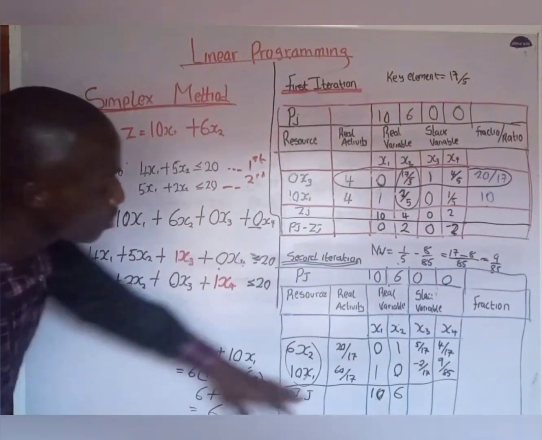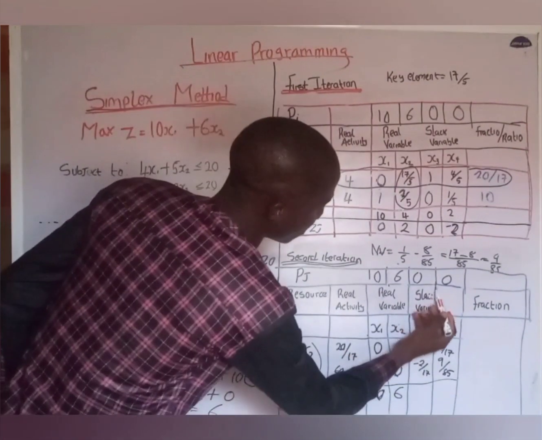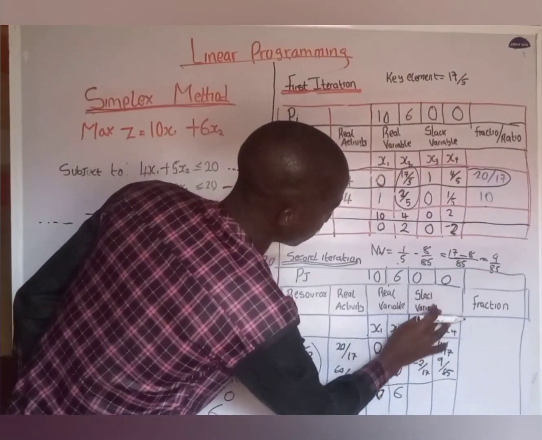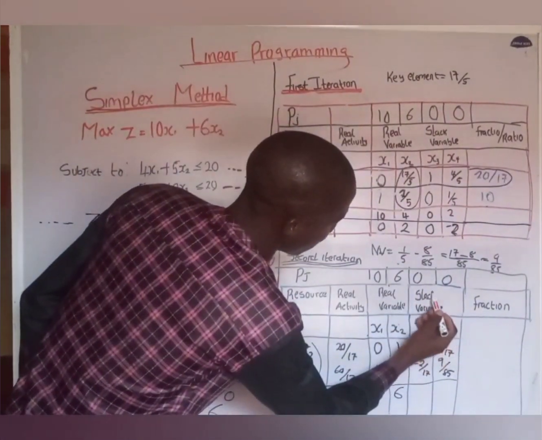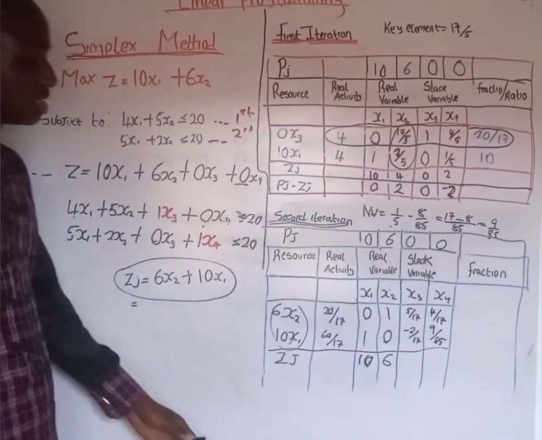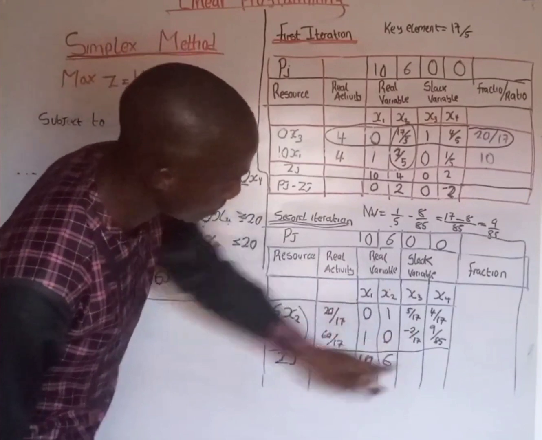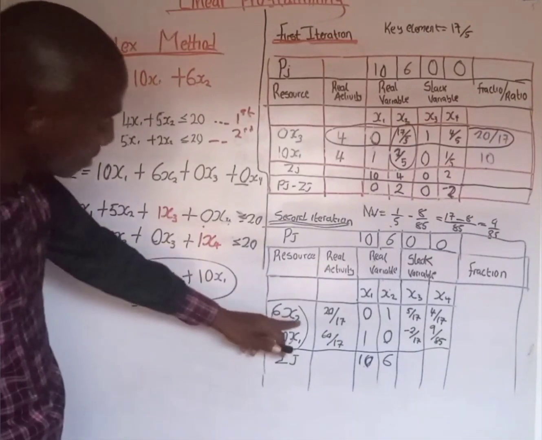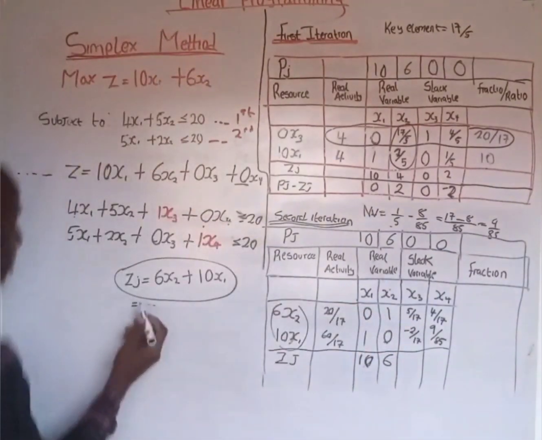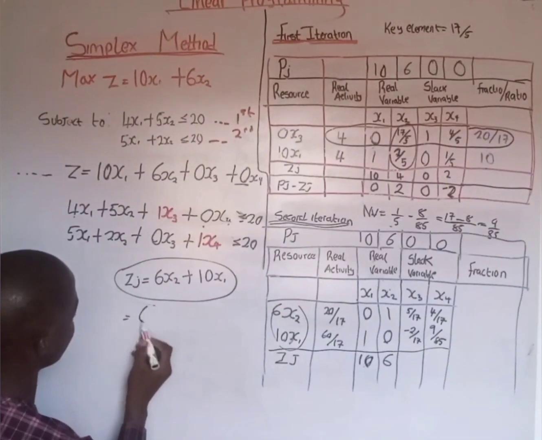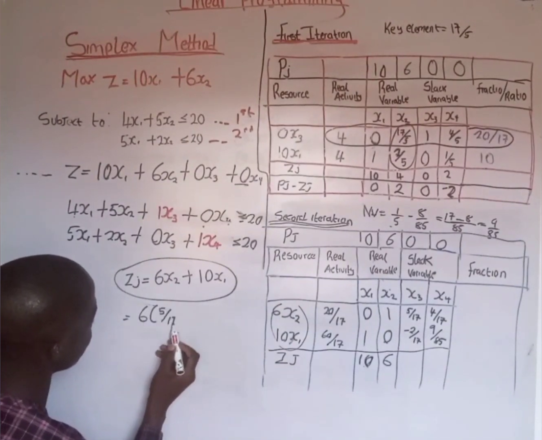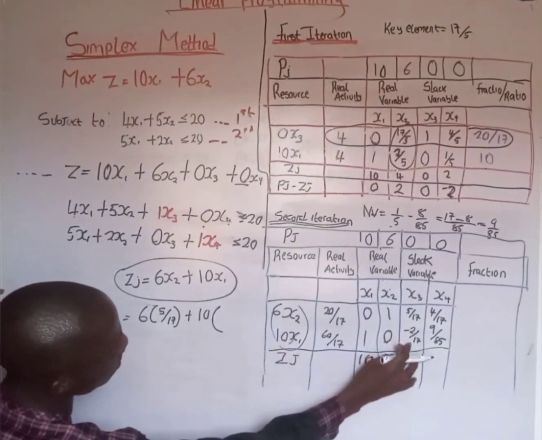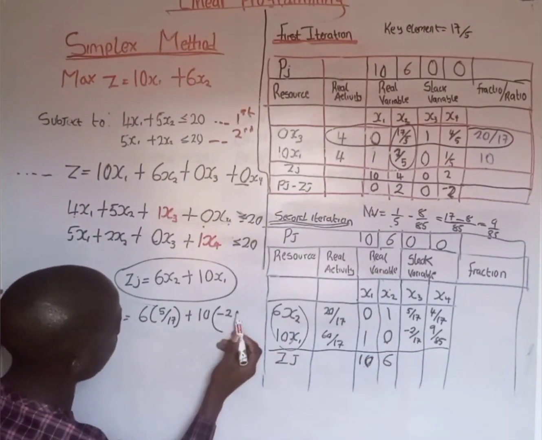So in order to get the value of ZJ, let me put a line here for the slack variable. Now let us find the value of ZJ for the column X3. Now we are going to be using the same approach. The value of my X2 will become 5 over 17. So I'm going to have 6 into bracket 5 all over 17 plus 10 into bracket. What's the value of X1 on that column? The value of X1 on that column is minus 2 all over 17.